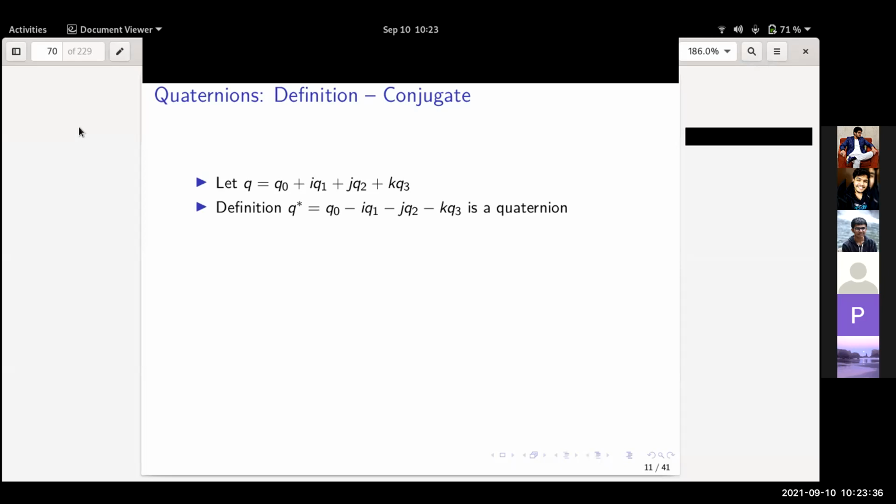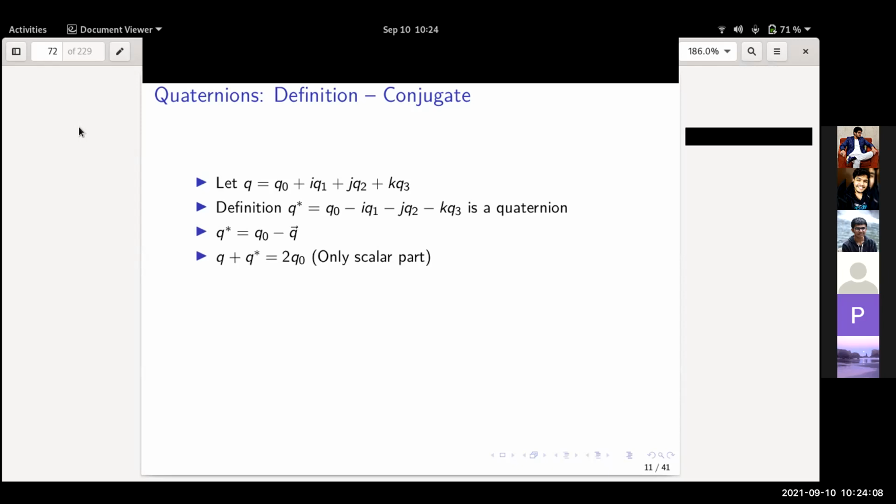So if you add the complex number and its conjugate, what will you get? 2q0, only the real part. That is Q plus Q star. What you said is correct. So if you do Q plus Q star, you get 2Q naught. So this is your negate the vector part. So Q plus Q star is 2Q naught.